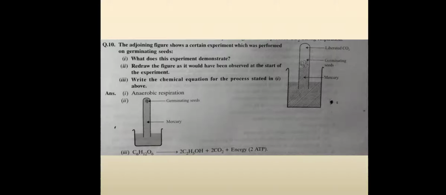Next one: the adjoining figure shows a certain experiment which is performed on germinating seeds. What does this experiment demonstrate? That is anaerobic respiration. Read out the figure as it has been observed at the start of the experiment. Write the chemical equation for the process stated above.